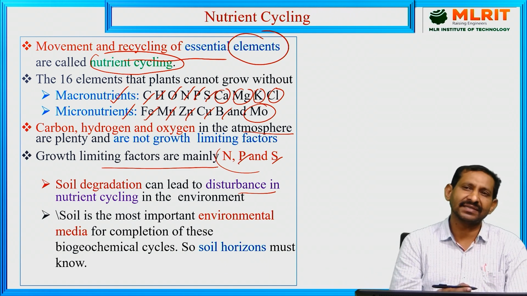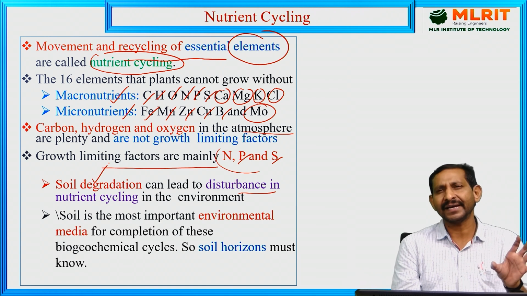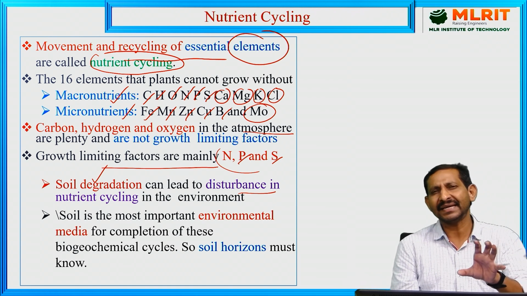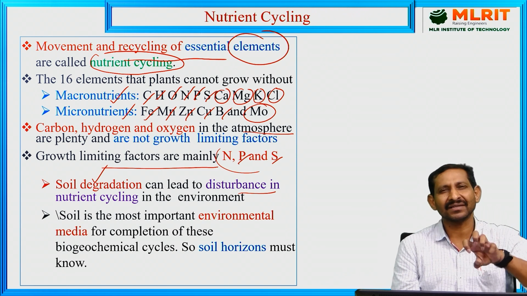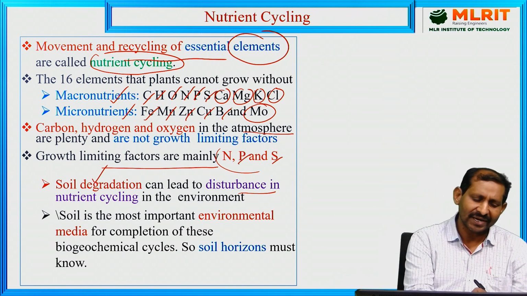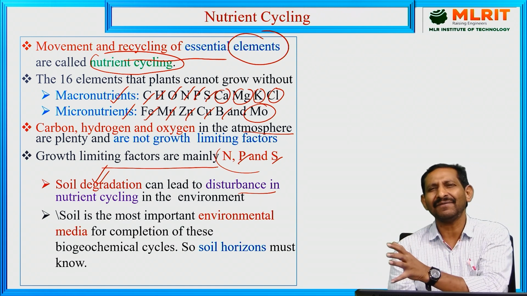When a disturbance comes, one of the factors is soil degradation. When soil degradation happens, the nutrient cycling is immediately stopped or disturbed. So what is soil degradation? What is the definition of soil degradation? It means when fertile soil is converted to infertile soil.